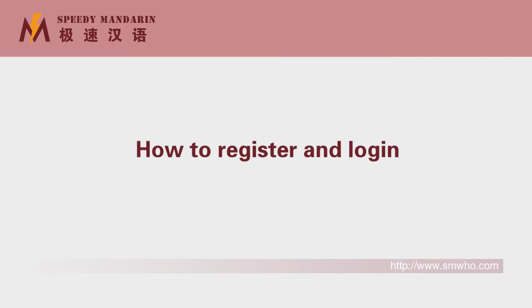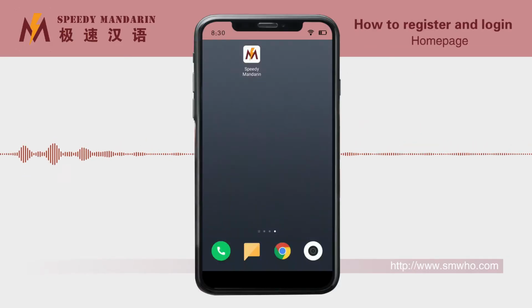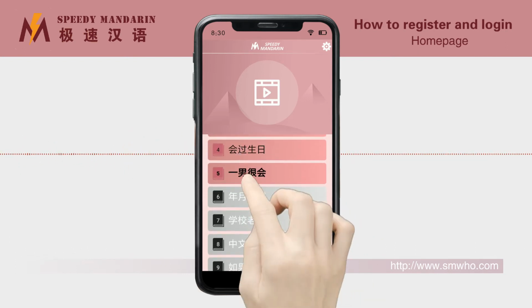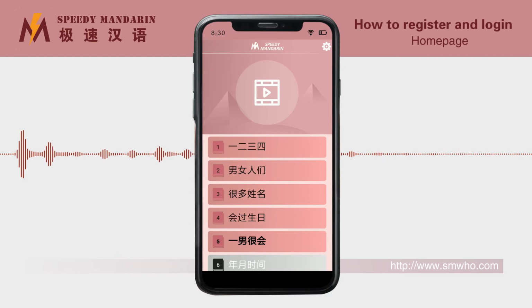How to register and log in. After the app is started, you can see that the titles of the previous 5 lessons are in red, and the rest is gray. Any user can experience the content of these 5 lessons free of charge without registration.